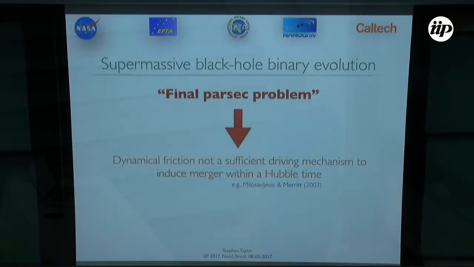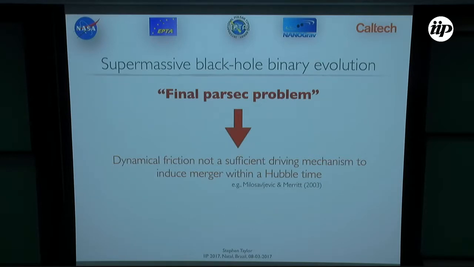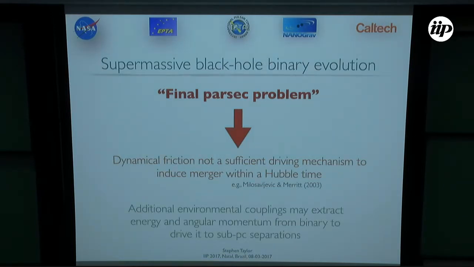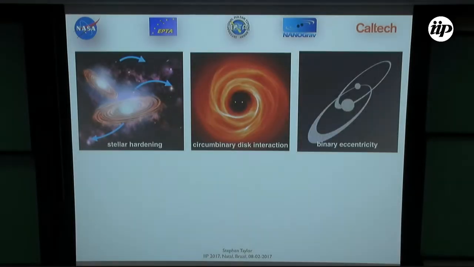So there's a problem, and that's the final parsec problem, which is famous within galaxy formation and supermassive black hole theory, that dynamical friction can't get you to where you need to be for black holes to merge on that large scale. So you may need additional environmental mechanisms at parsec separations and below to get you to a merging system, and to produce gravitational waves that we're sensitive to. So some examples of these are stellar hardening, circumbinary disk interaction, or simply binary eccentricity.